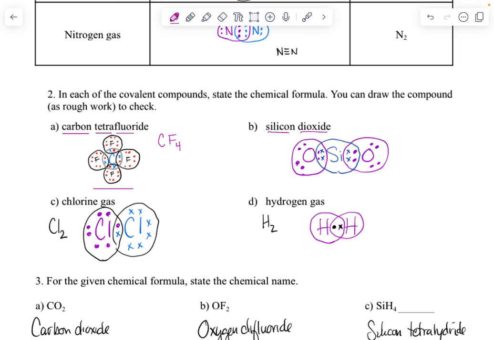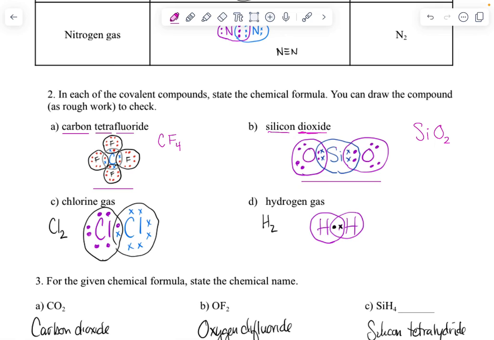Silicon dioxide. So silicon dioxide, silicon, the first nonmetal here, doesn't have a little prefix, so that means I know there's only 1, and it's Si. I see di in front of the next nonmetal. And then I see ox, so I know it's oxygen. So I say O, and I know it's di, so there are 2 oxygen in the molecular compound or covalent compound silicon dioxide. I drew a diagram as rough work to see if I was correct.